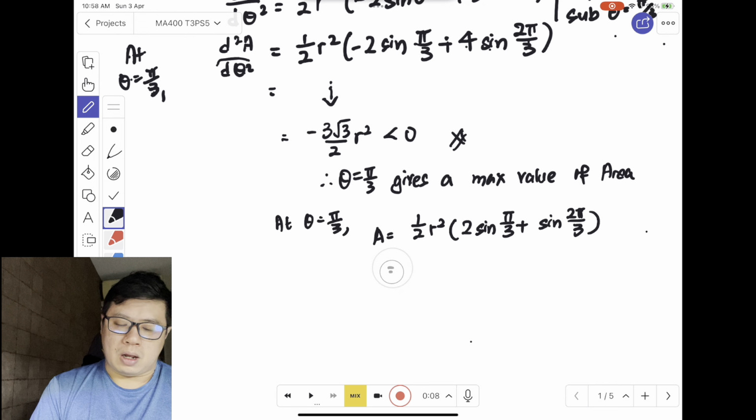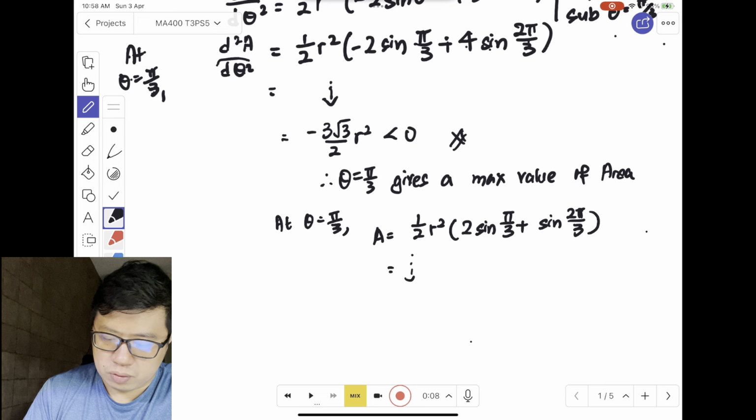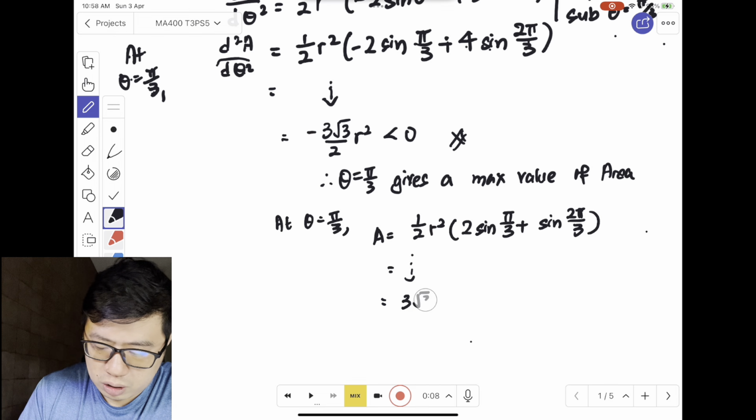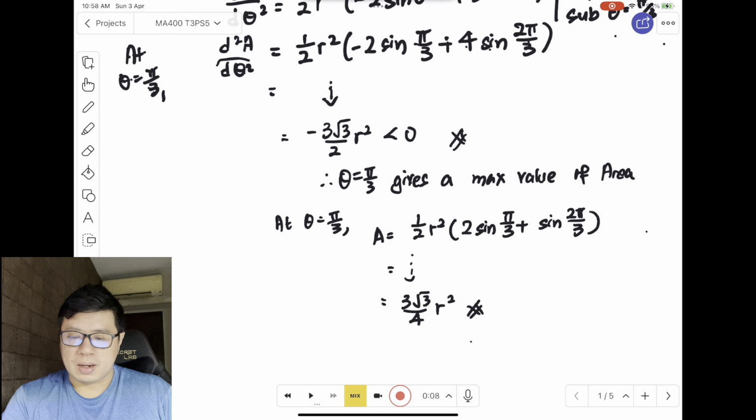Okay, now do the substitution. Remember to keep it in radian mode, and the final answer would be 3 square root 3 over 4 r squared. Take note that r is a fixed value, so it's not an actual number. Okay, so that will be the final answer to this question.